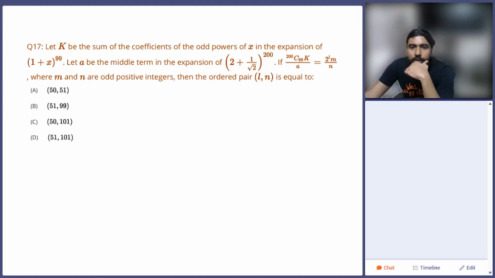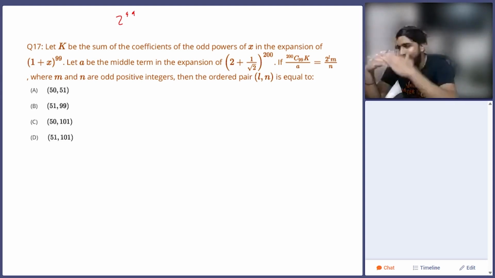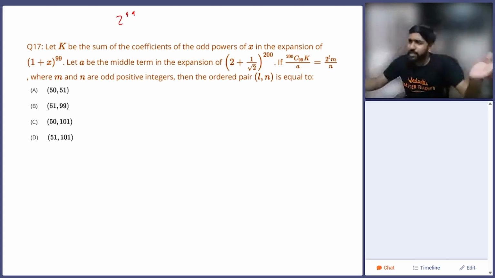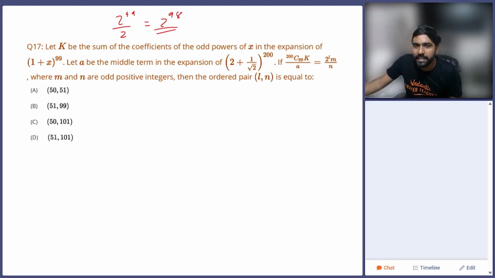So K is the sum of the coefficients of the odd powers in this expansion. Anytime you have such a question, the sum of all the coefficients we get by substituting x equals 1. So I can say the sum of all the coefficients is 2 power 99. Then you substitute x equals minus 1 to create a minus at the odd terms, and then adding the two of them, you will get either the sum of even or odd, whichever you want to find, divided by 2, and that gives you 2 power 98. So the sum of only odd powers of x will be directly equal to 2 power 98 over here.